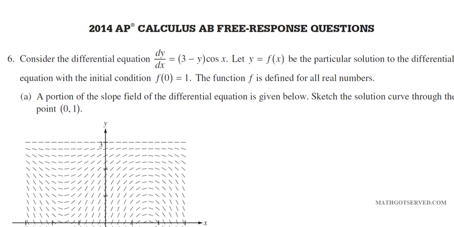Consider the differential equation dy/dx equals (3 minus y) cosine x. Let y equals f(x) be the particular solution to the differential equation with the initial condition f(0) equals 1. The function f is defined for all real numbers. Part A. A portion of the slope field of the differential equation is given below. Sketch the solution curve through the point (0, 1).